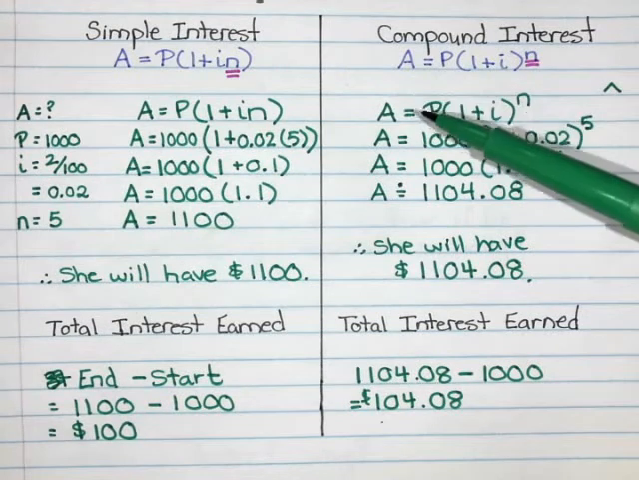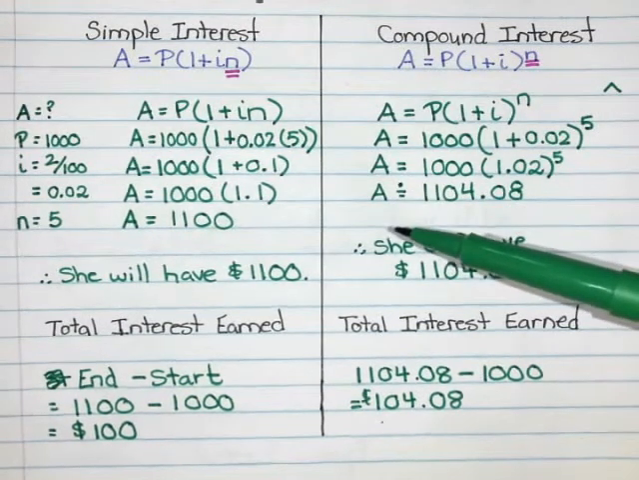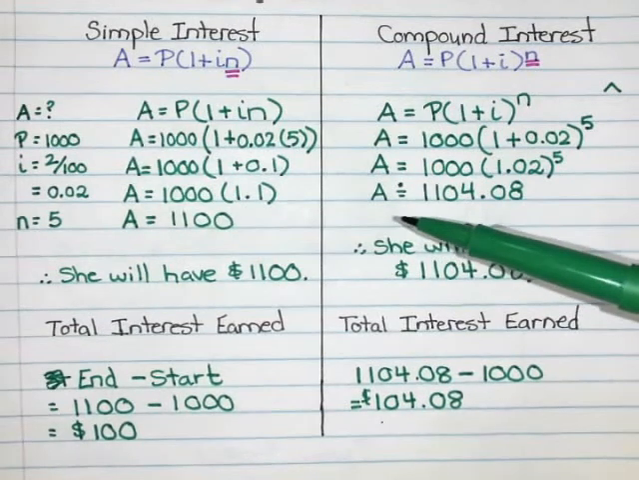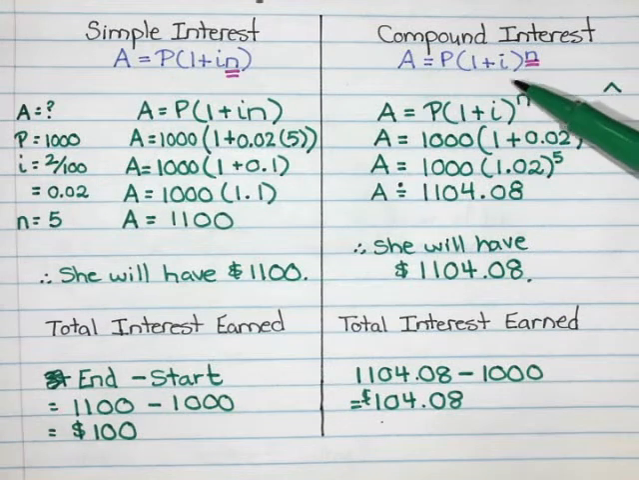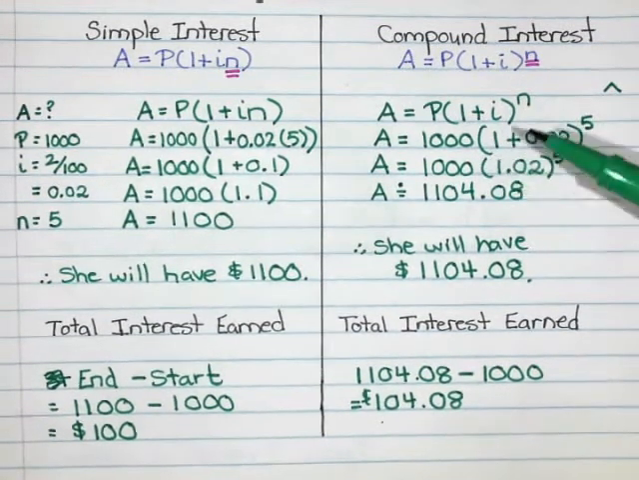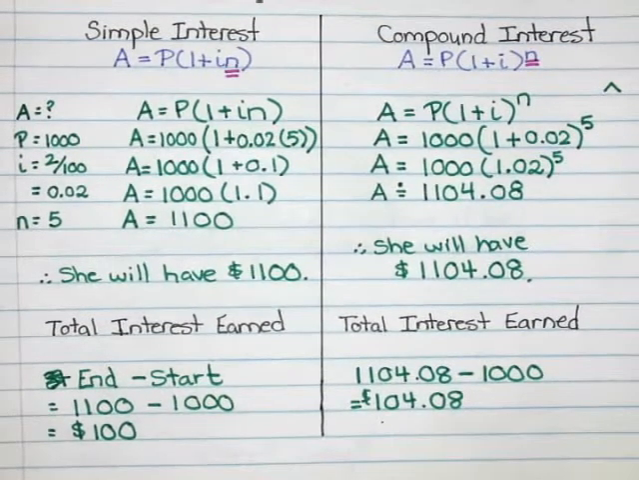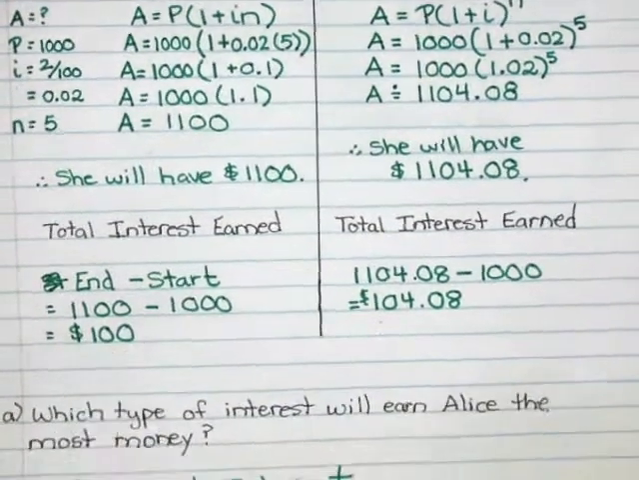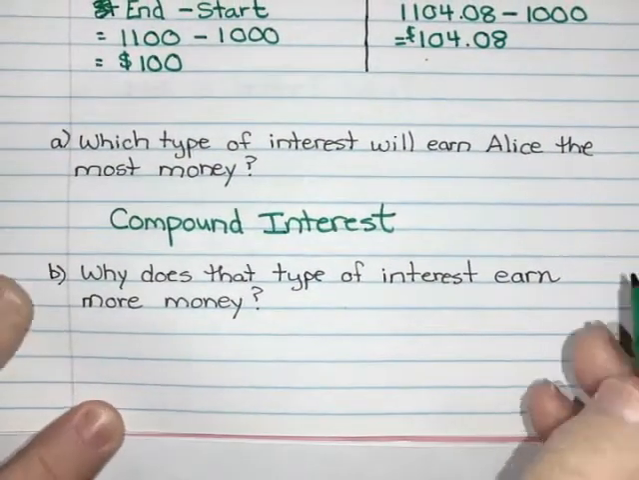So she earns interest in the first year on her original amount, but on the next year, it's on the original amount plus the interest she's already earned. So when you're doing compound interest, you are earning interest on top of your interest, right? So you're making money off of the interest that you've earned. Whereas with simple interest, you're only ever making money off of that original investment. So why does that type of interest earn more money?